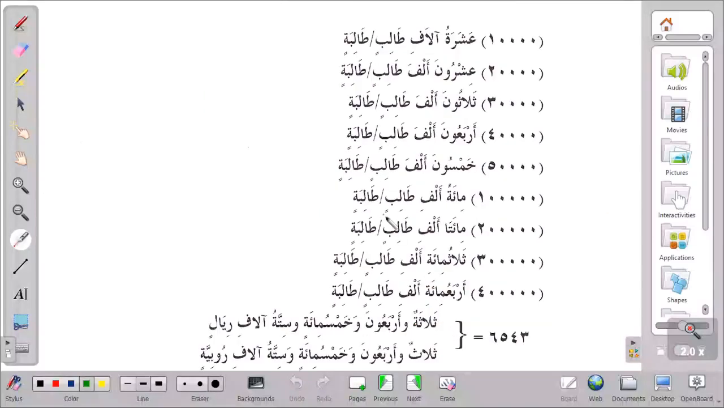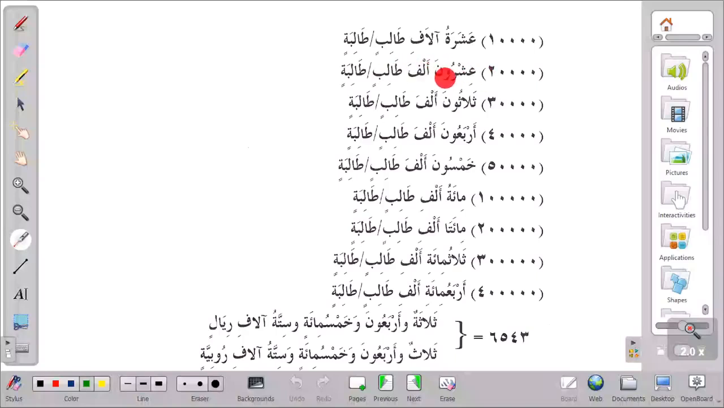Okay. So now let's look at here. Here we are having 10,000. Asharatu alafi. It's still the same rule that applies here. That is clear. Then 20,000, ishruna alfa talibin.